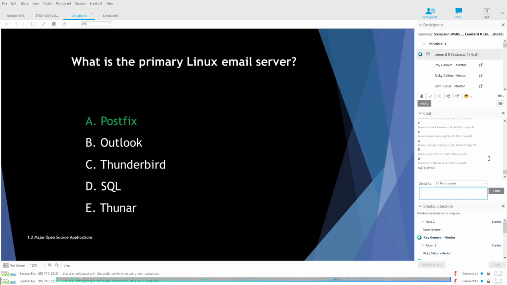SQL stands for Structured Query Language. Type that in chat. D on the end of structured. Structured Query Language.